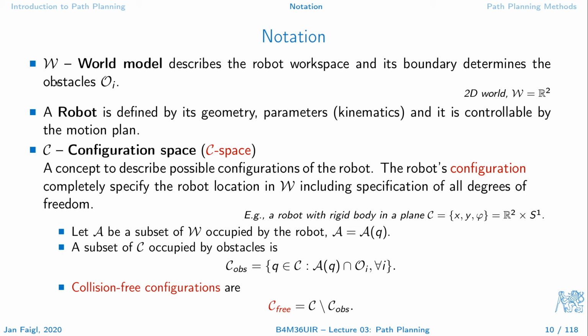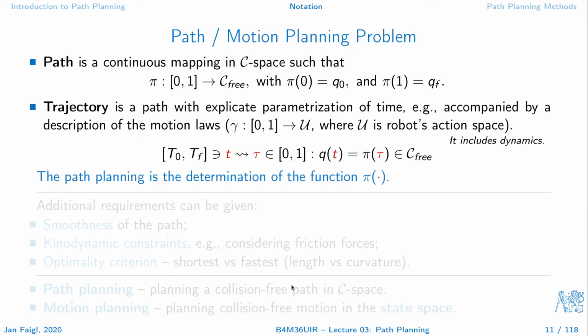And this is the way how you can define the configuration space. So we have the world model and we have the obstacles in the world model. We have a robot that has its shape, and we have the configuration space that describes all possible configurations of the robot. And we can easily define the C obstacle, the obstacle part of the configuration space, because that's all configurations at which the robot is in collision with obstacles. And if we subtract the C obstacle from the C, we will have the C free. That's not easy to explicitly define. So I will show you in a few minutes.